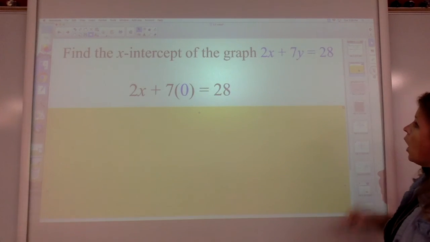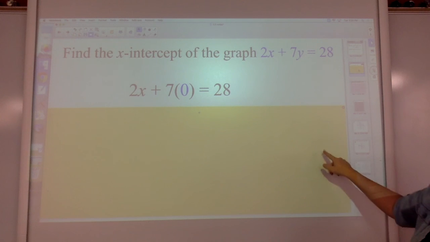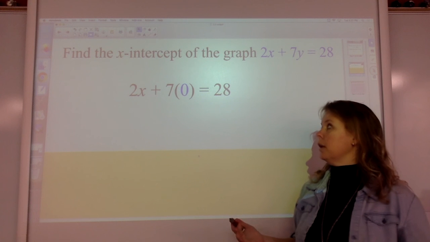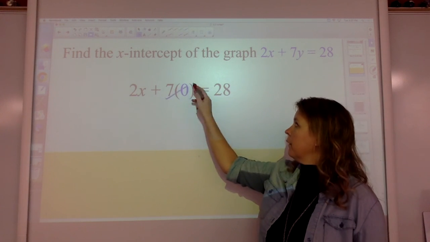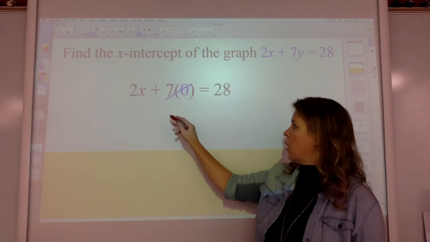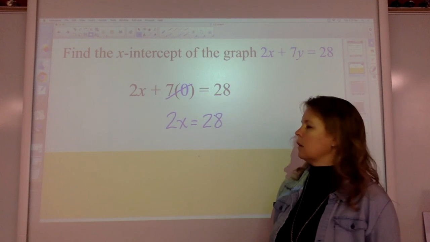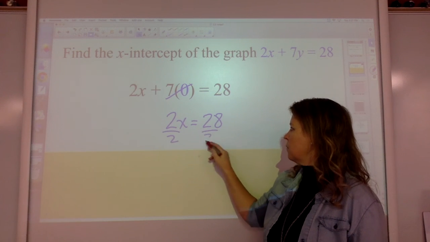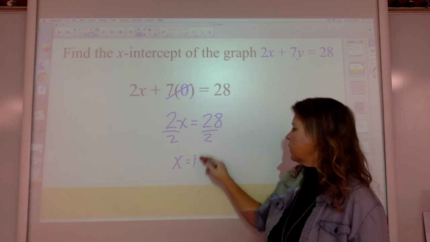So we're going to turn our equation into 2x plus 7 times 0 equals 28. Good news for us, even though we've been getting better at multi-step equations, when you take anything times 0, it turns into a 0. So all we're left with is a nice, simple, two-step equation. 2x equals 28, divide by 2 on both sides, and you get x equals 14.